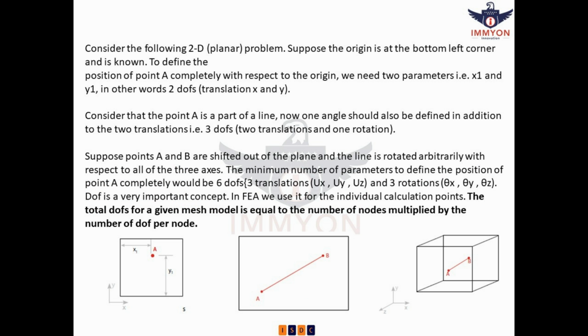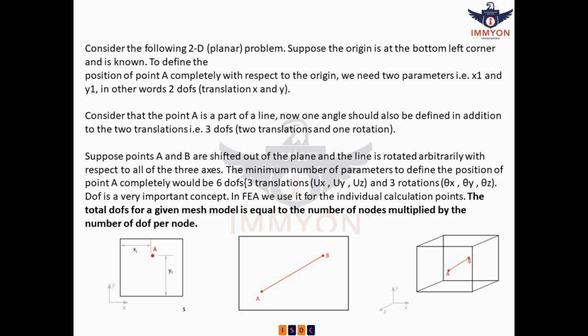Consider the following 2D, planar, problem. Suppose the origin is at the bottom left corner and is known. To define the position of point A completely with respect to the origin, we need two parameters, i.e. x1 and y1, in other words two DOFs, translation x and y. Consider that the point A is a part of a line, now one angle should also be defined in addition to the two translations, i.e. three DOFs, two translations and one rotation.